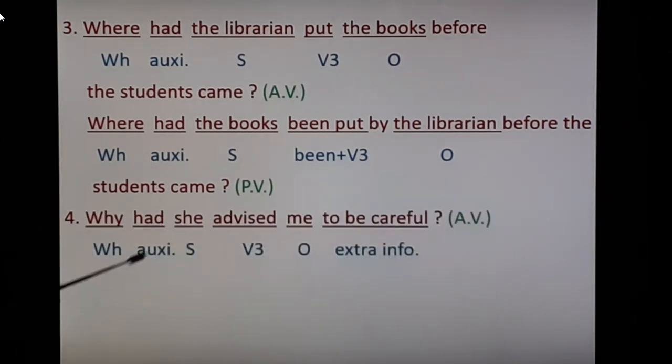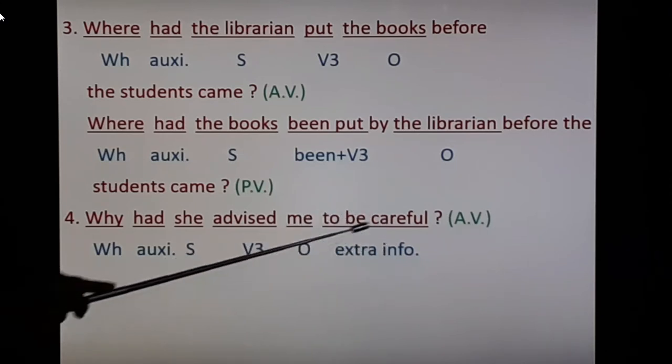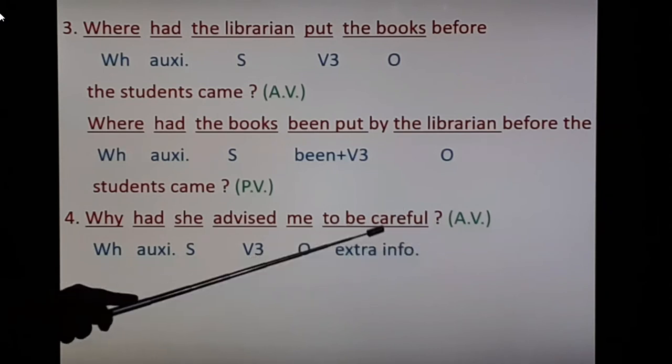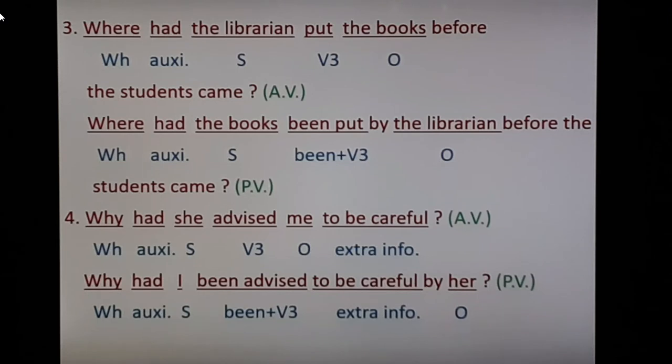Next. Why had she advised me to be careful? So here this is active voice. WH question. Then had, auxiliary verb. She, subject. Advised, V3 form. Me, this is an object. And to be careful, that is extra information. After that you have to put question mark. This is active voice.